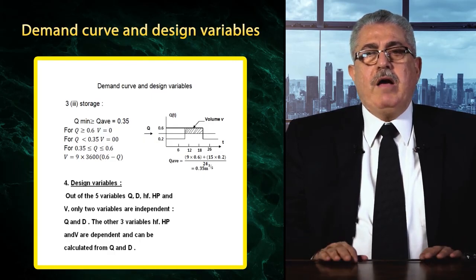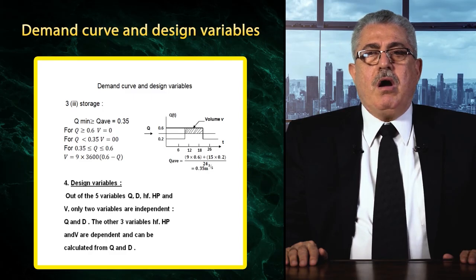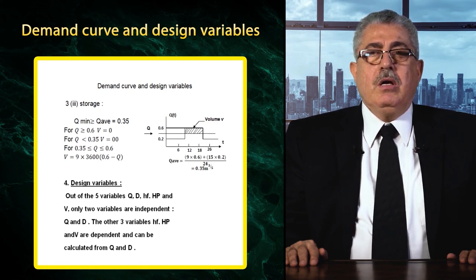These variables have interrelations that are expressed in 3 equations. One of them relates the head loss HF to the discharge Q, and the second one relates horsepower HP to discharge and head loss. The third equation is to calculate the volume of the floating reservoir from the demand curve as the cross-hatched area, which is the volume of water above Q average during the hours of maximum discharge.